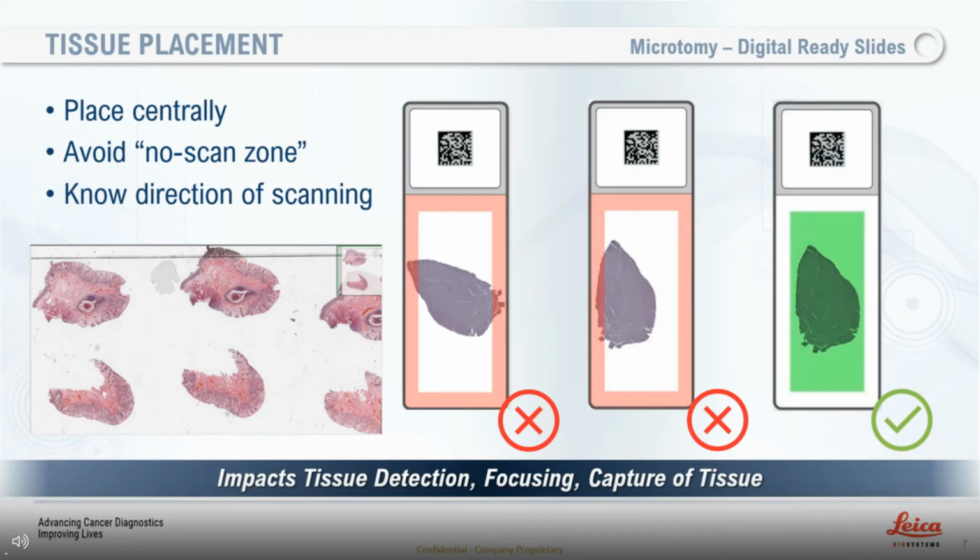and to make sure that you don't have situations like they're shown on the left of the slide here, where again, best practice, you don't have fragments of tissue outside of the cover slip area. All of these things, if you have your tissue misplaced on the slide, can impact your tissue detection, your tissue focusing, and also the ability to actually capture all of that tissue in your digital slide.